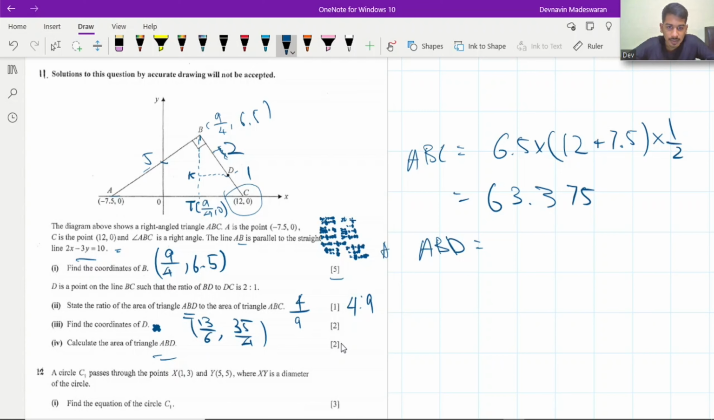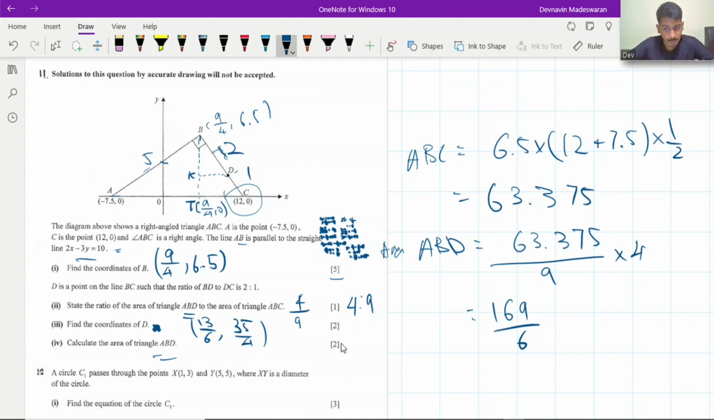And then you want to find the area of ABD. That's going to be 63.375 divided by 9 times 4. Fractions is going to be 169 over 6. Seems weird, but okay. I'm very sure that something's wrong, but okay.